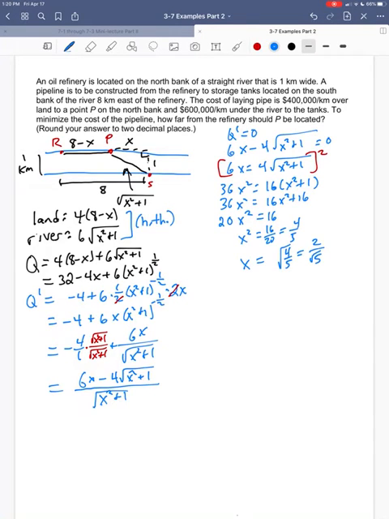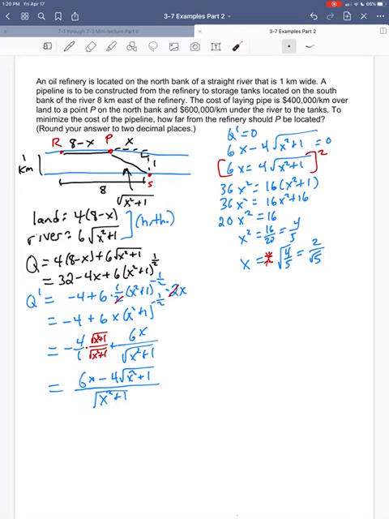Now in theory, that should be plus or minus, but the negative answer doesn't really make any sense, so I don't really have to worry about that. I'll just take the positive value of x. Because again, up here x is this distance, so it doesn't make any sense to have a negative value.